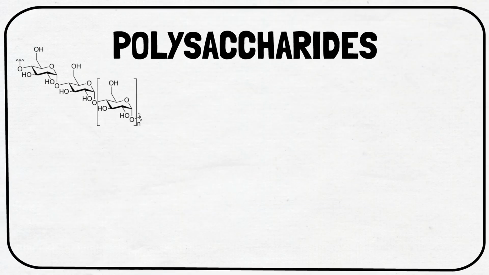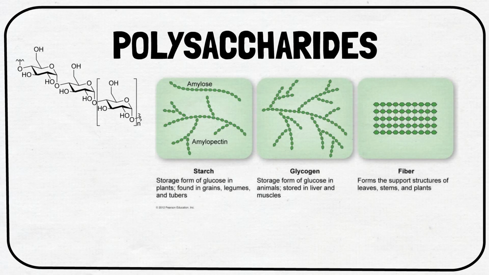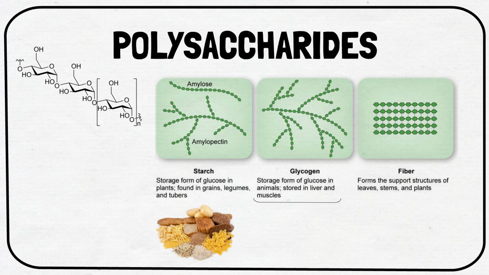Polysaccharides are the most complex form of carbohydrates. They're made up of long chains of monosaccharides. Due to their complex structure, these require the most steps to be broken down by a cell. The most common polysaccharides are starch, glycogen, and cellulose. Starch is found in many plant-based foods, such as potatoes, rice, and wheat, and is a major source of energy for humans. Glycogen is the storage form of glucose in animals, and it's stored in the liver and muscles.